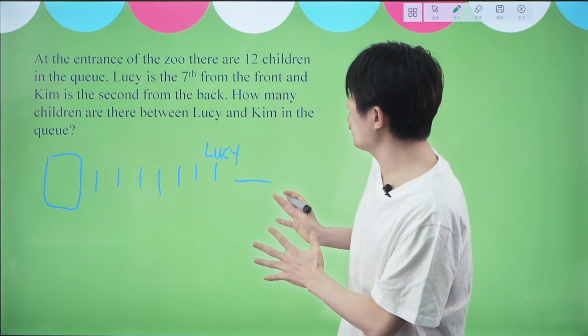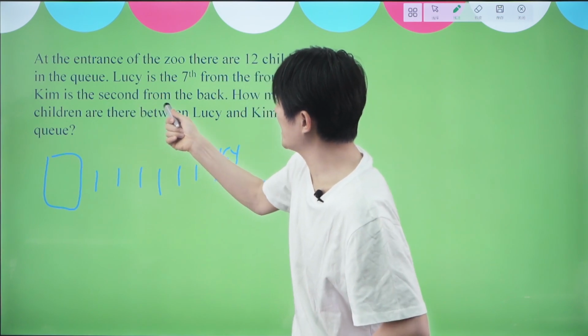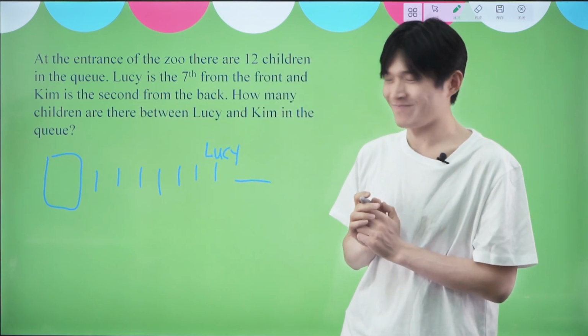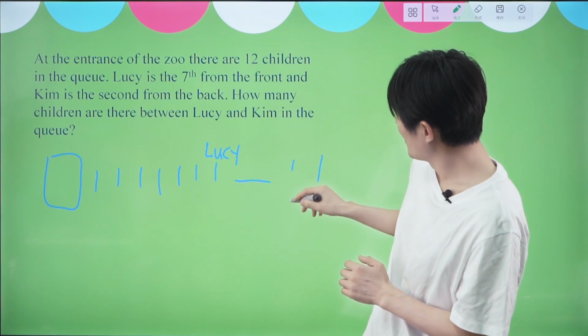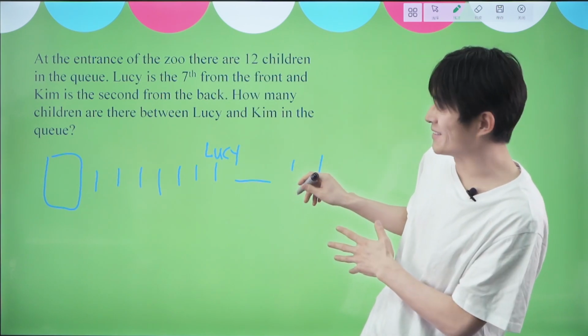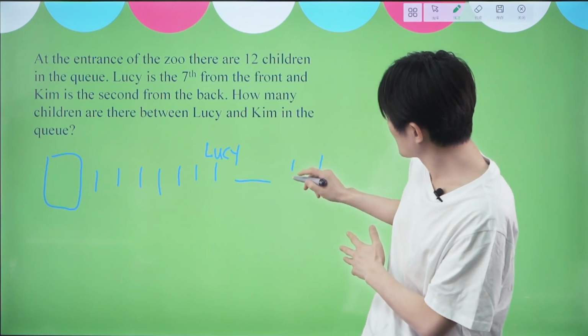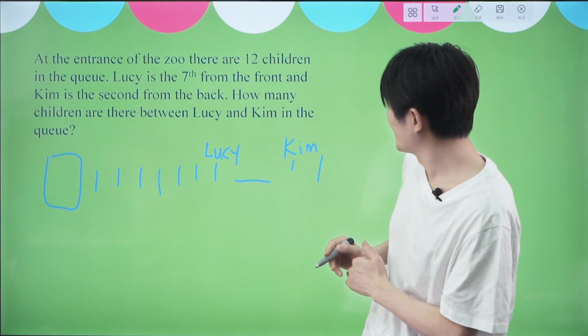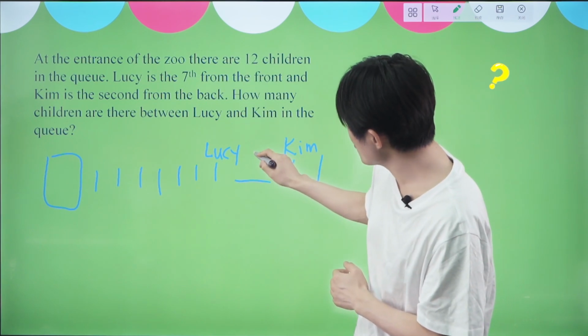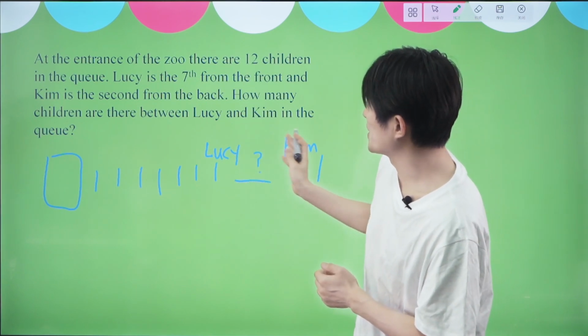But we do know Kim is the 2nd from the back. So we have 1 and 2, and this is the 2nd from the back. So this is Kim. So what is the value between Lucy and Kim?